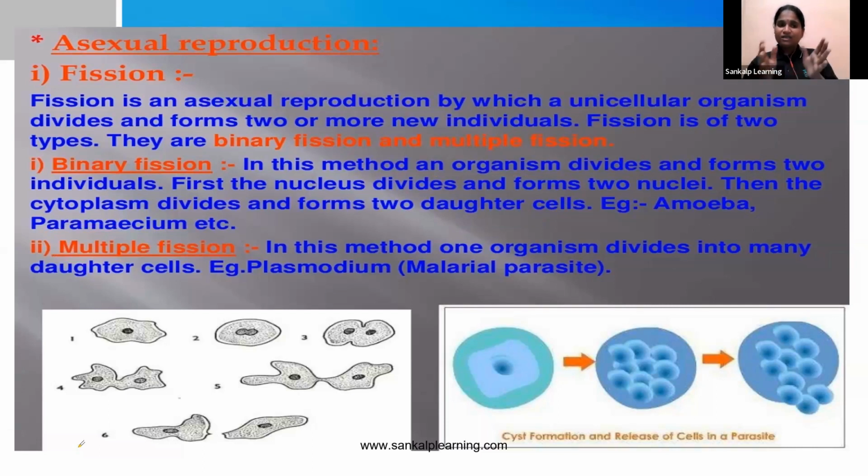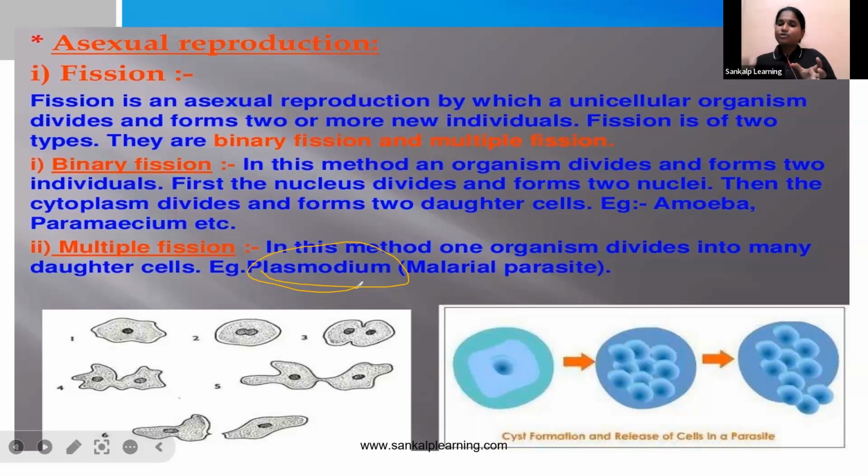But the majority of this type of reproduction, that is asexual reproduction, will occur in a microorganism called plasmodium. Plasmodium belongs to the amoeba family, that is protozoa. But it is a parasite, an organism which causes malaria.